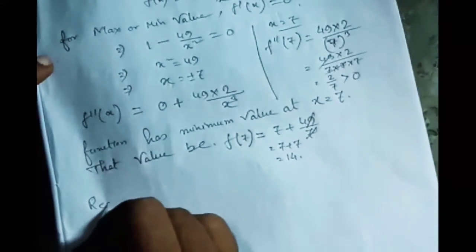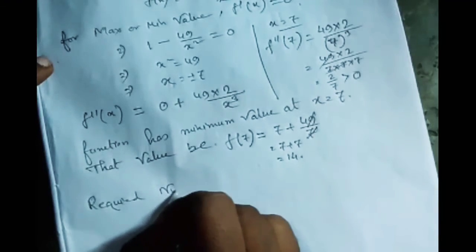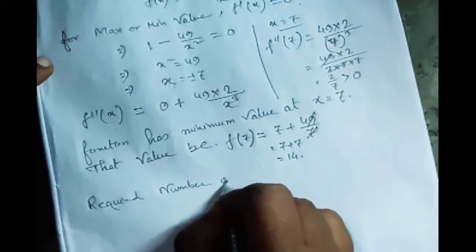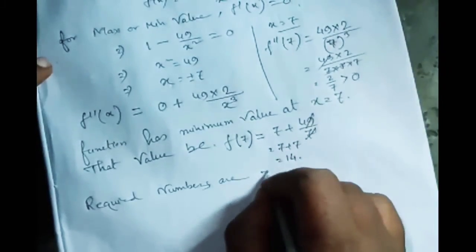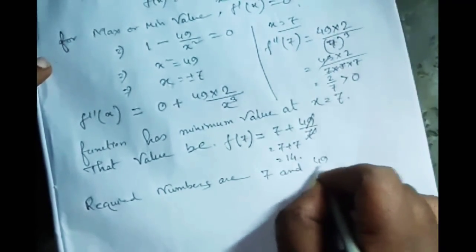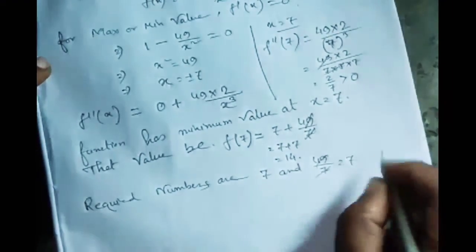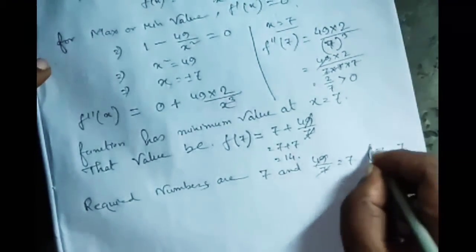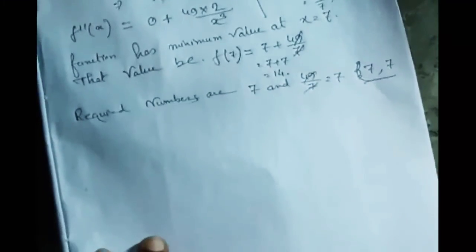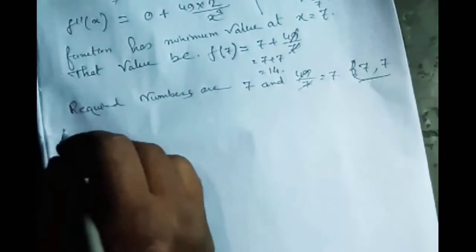And the required numbers are 7 and 49 by 7 means 7. So 7 and 7, these are the required numbers. Next, move to another question. Question number 2: find two positive numbers whose sum is 16 and the sum of whose squares is minimum. So it's a very easy question. Next, question number 3 I will take.